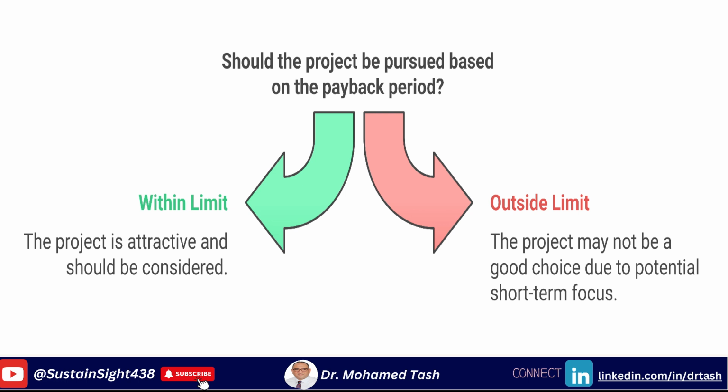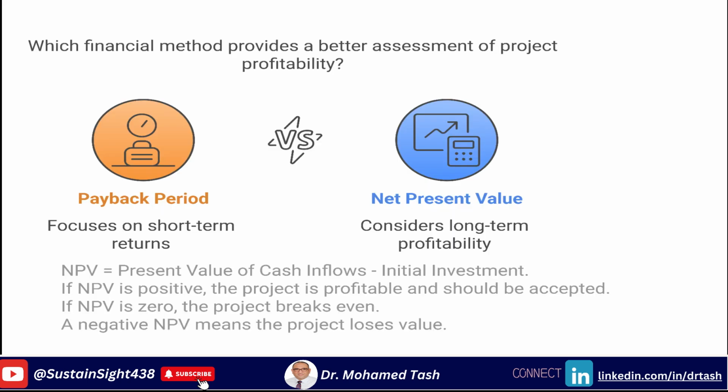What about limitations of SPP? It ignores the time value of money. It does not consider savings beyond the payback period. It favors short-term projects which might not be the best long-term investment. That's why we need the discounted payback period, which improves on this by applying a discount rate to account for the time value of money, making it a more accurate measure.